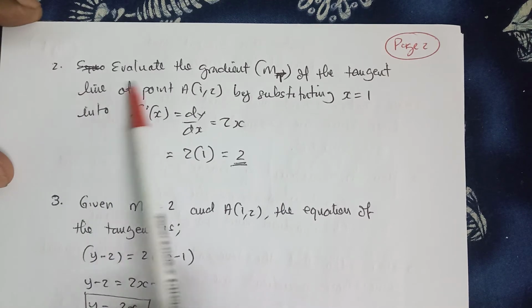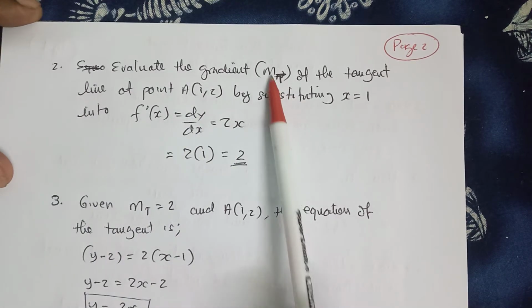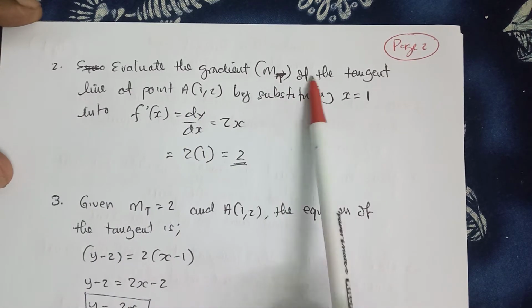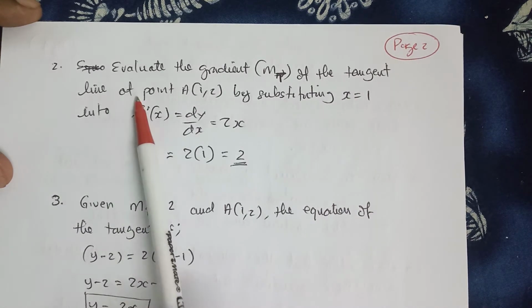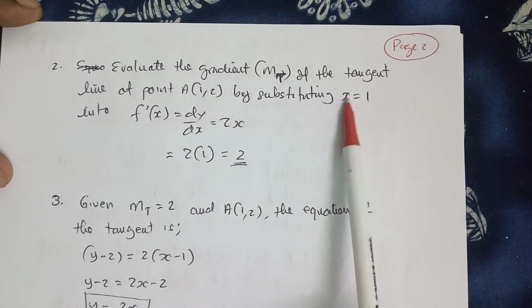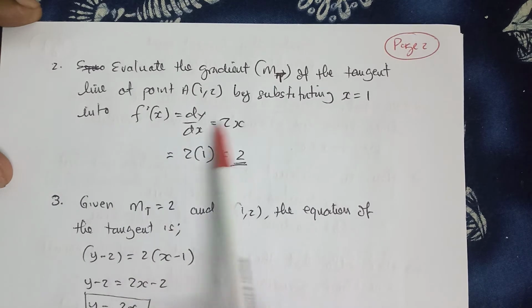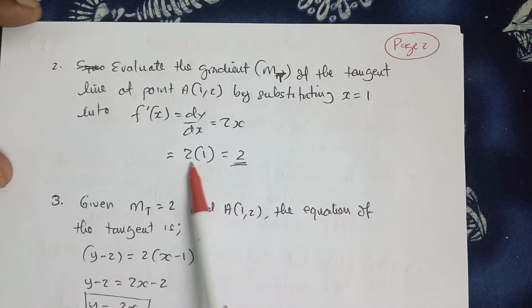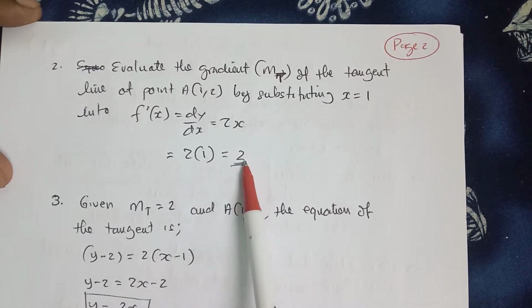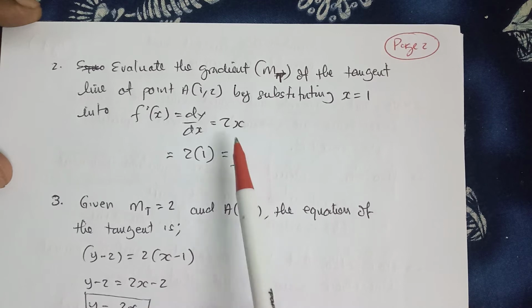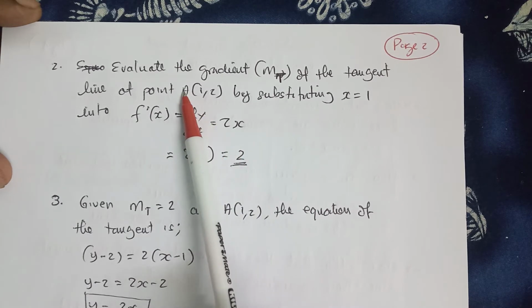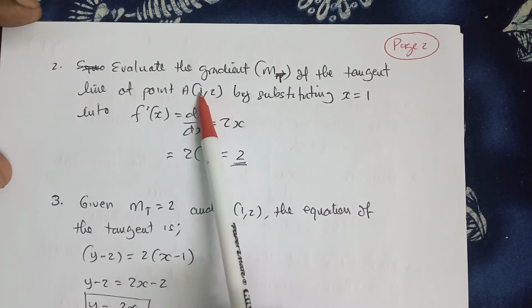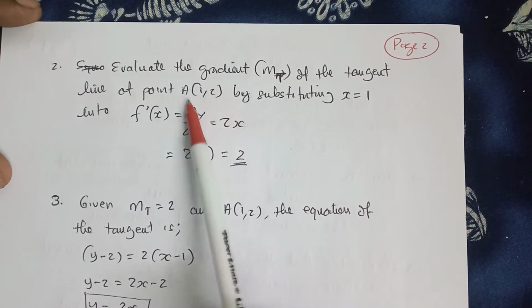Step 2: evaluate the gradient, or m subscript t, of the tangent line at point A by substituting x = 1 into the gradient function. When we do the substitution, 2 times 1 is equal to 2. And 2 is the slope of the tangent line passing through point A, which has coordinates (1, 2) on the curve.